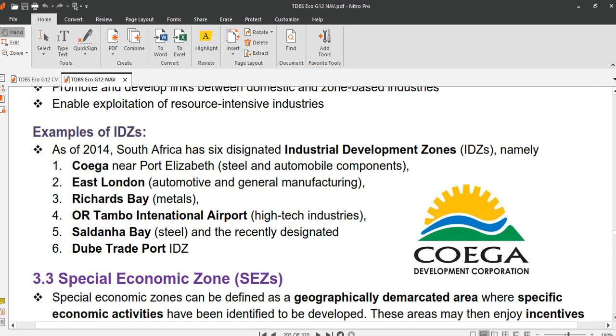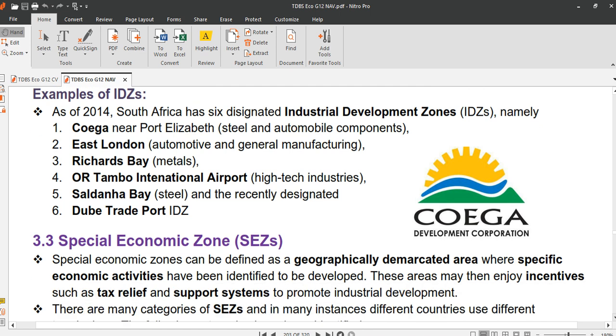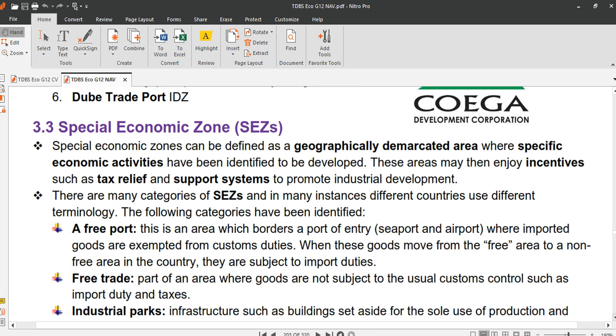Examples of IDZs. As of 2014, South Africa has 6 designated industrial development zones, IDZs, namely: 1. Coega near Port Elizabeth, steel and automobile components. 2. East London, automotive and general manufacturing. 3. Richards Bay, metals. 4. OR Tambo International Airport, high-tech industries. 5. Saldanha Bay, steel, and the recently designated 6. Dubai Trade Port IDZ. Now let's look at Special Economic Zones, SEZs.